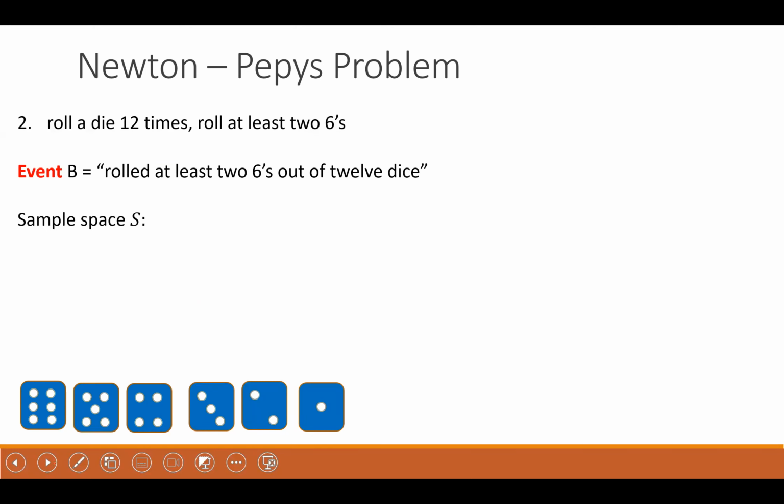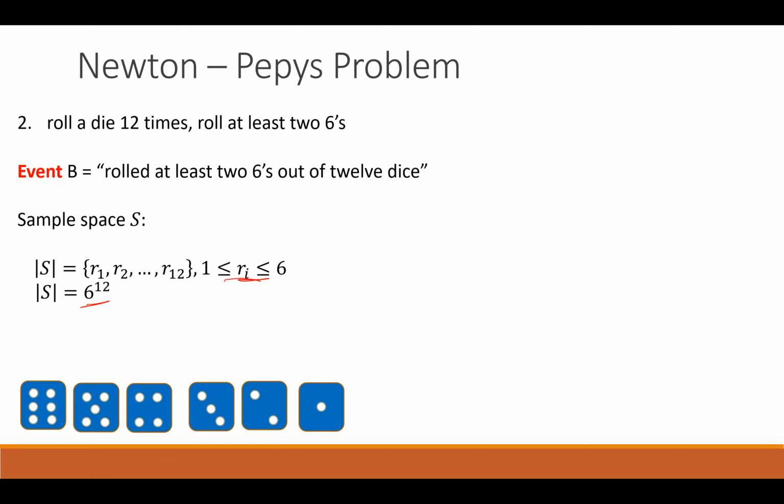So this is experiment 2. The size of our sample space, same calculation as before. I have 12 dice now. Each of those 12 dice, I have 6 choices, and I have 12 positions, so 6 times 6 times 6 times itself 12 times, 6 to the power of 12. So this is a different sample space from experiment number 1.